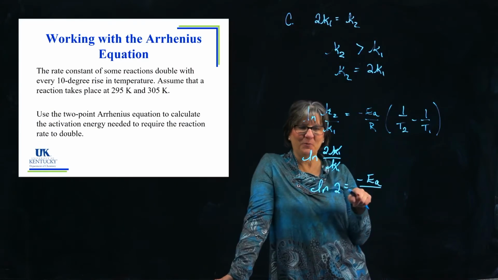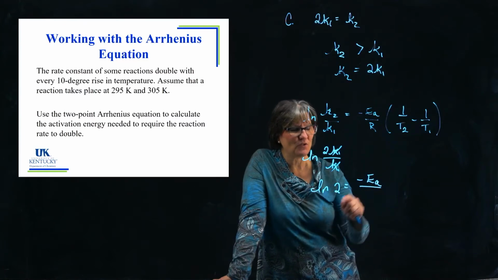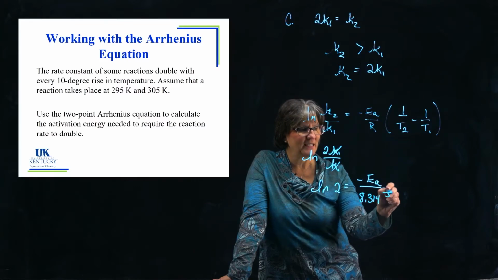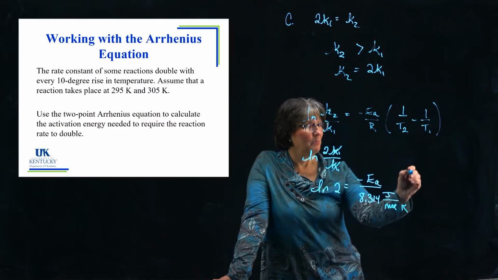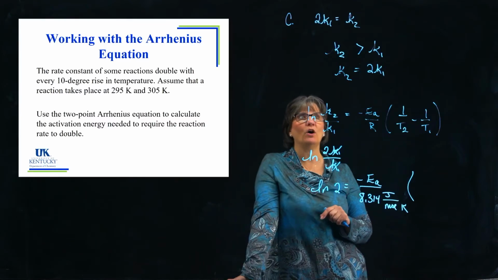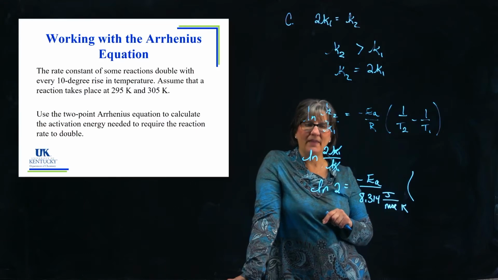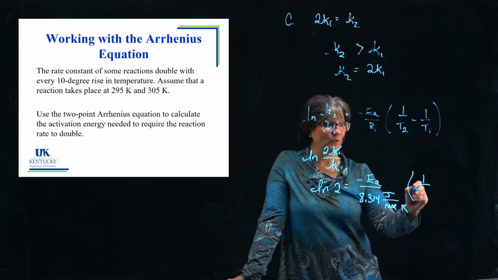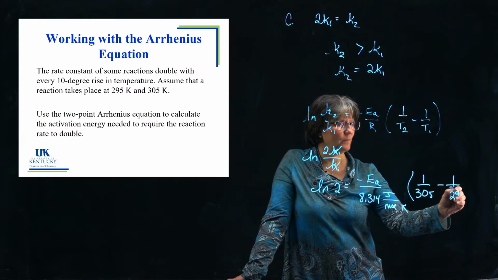It says, use the two-point Arrhenius equation, which is what this is. We're going to calculate the activation energy, so that's what I'm solving for. The R that we use in this case is the 8.314 because it's the one that has the energy unit of joules. The big place that you could mess up is the correlation between the K1s and the K2s. We know that the K1 is the low temperature and the K2 is the high temperature. So I'm going to put 1 over the high temperature, that's the K2, the higher speed, over the lower temperature.